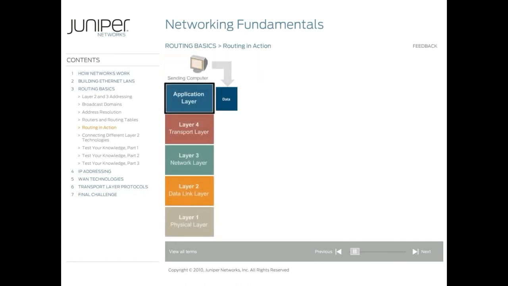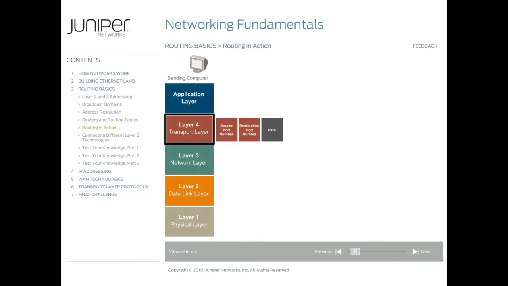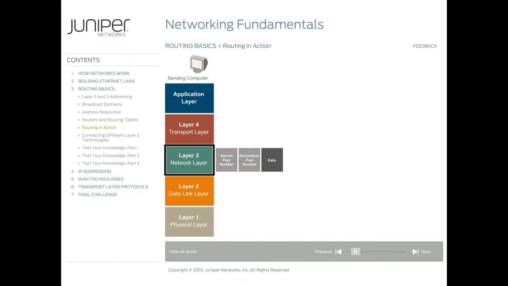In this example, PC 1.2 wants to send data to PC 3.2. First, the application layer sends the data down to the transport layer where a Layer 4 header is added. Next, the transport layer sends the data down to the network layer, which adds a Layer 3 header. This Layer 3 header includes the source and destination Layer 3 addresses. Remember that in this section, we're using a simplified format, network.host, rather than a full IP address.